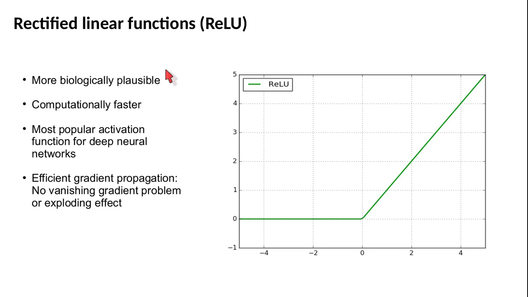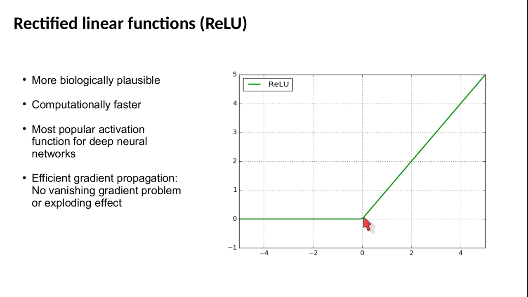ReLU, or rectified linear function, is also a very popular activation function, especially in deep neural networks. ReLU operates like this: when the weighted sum is less than 0, ReLU stays flat, it stays 0.